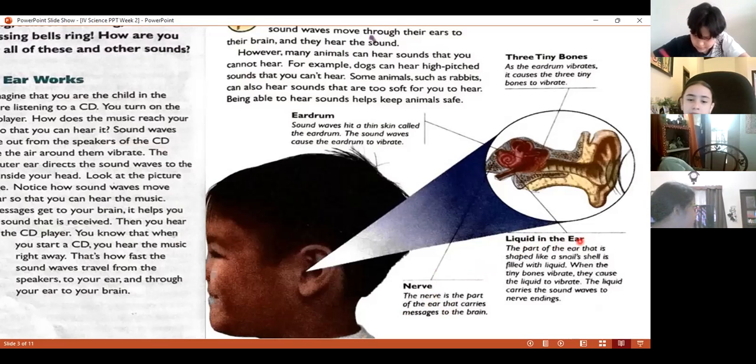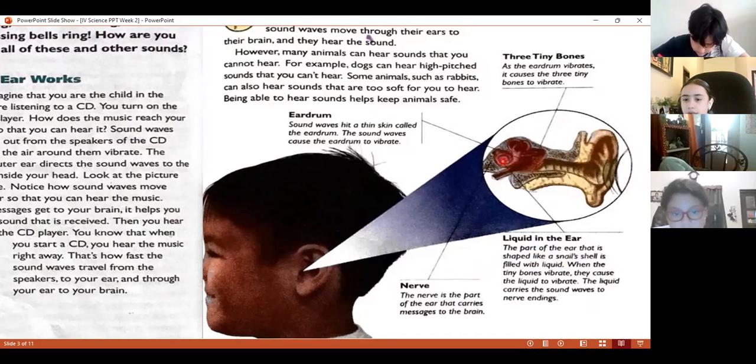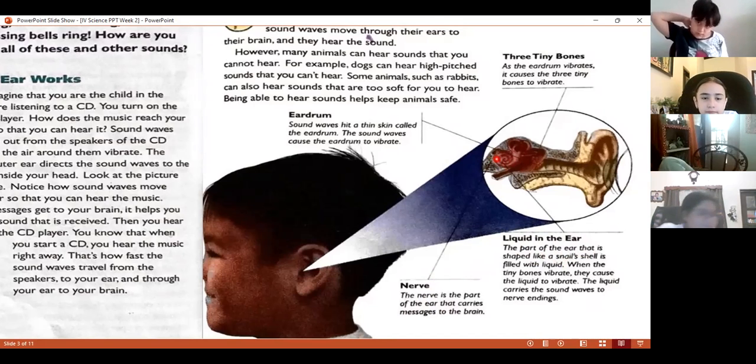And also we have the liquid in the ear, the part of the ear that is shaped like a snail. Look here. This part looks like a snail shell, and it's filled with liquid. That's why it's named liquid in the ear. When the tiny bones vibrate, they cause the liquid to vibrate also. The liquid carries the sound waves to the nerve endings.